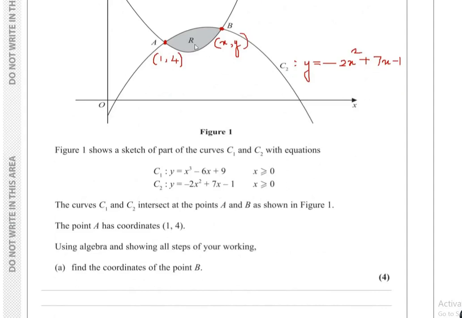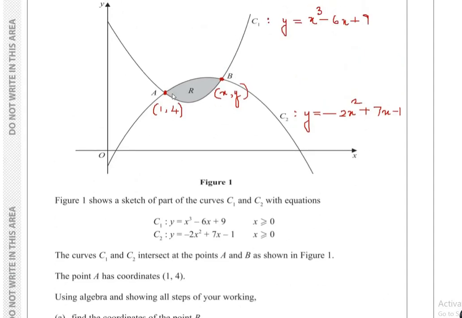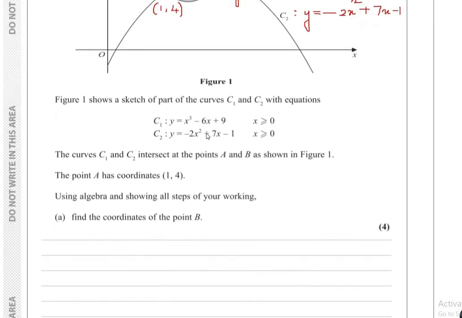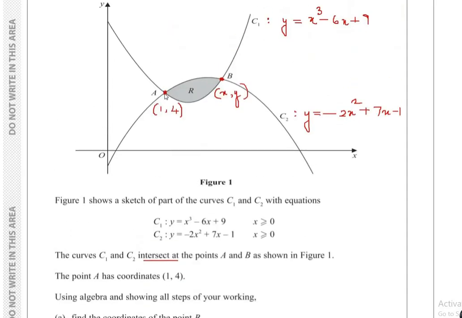First of all, they have given us that the curves C1 and C2 are meeting at points A and B. Intersecting or meeting at a point means the equation of C1 becomes equal to the equation of C2. So wherever they meet, the equation of C1 equals the equation of C2. You can clearly see here C1 is meeting C2 and here also C1 is meeting C2. So at these 2 points, both the curves are on the same points.